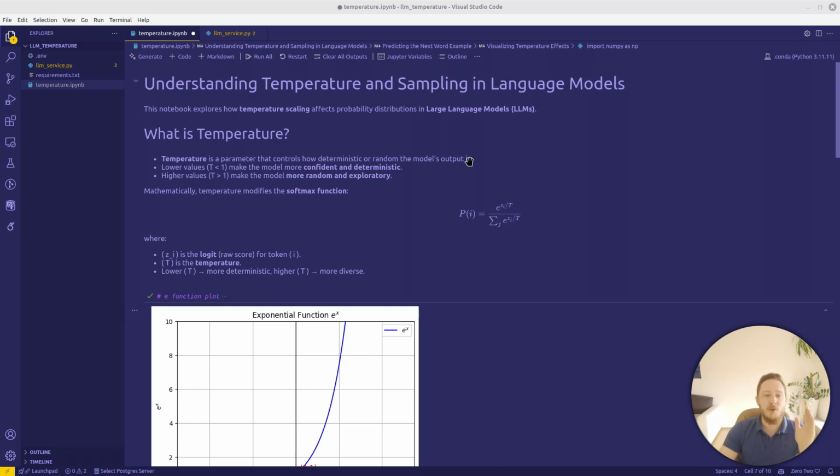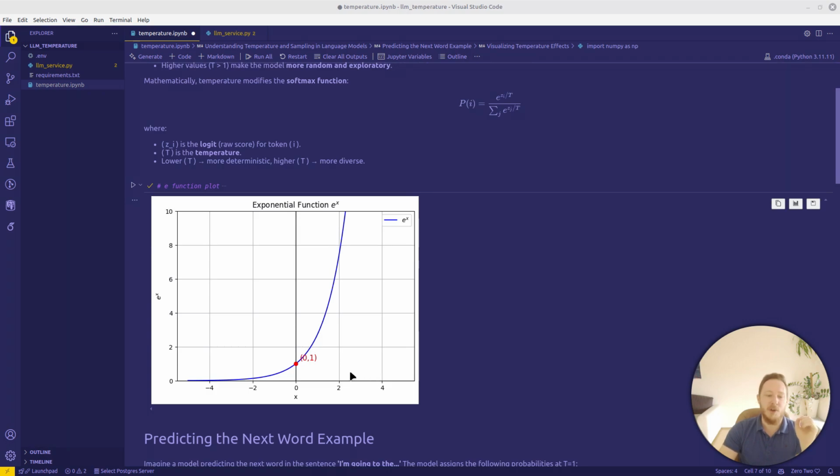But let us first have a quick look at the exponential function. There are a couple of things we need to keep in mind. The first thing is if you put 0 in the exponential function, you get a 1 as output. And negative numbers will approximate to 0. And for larger numbers, it grows exponentially, obviously.